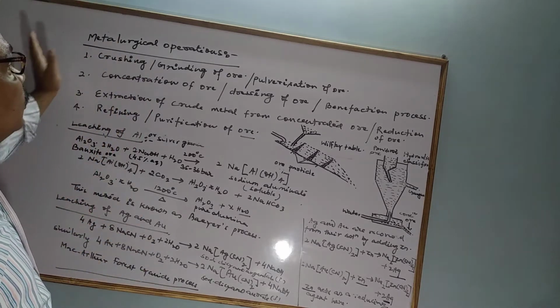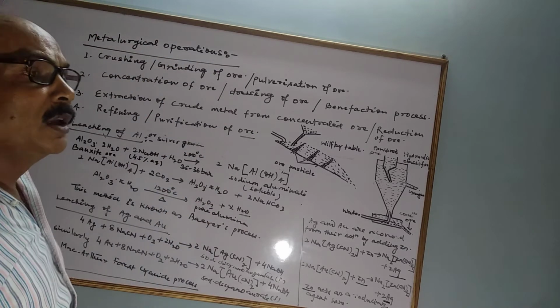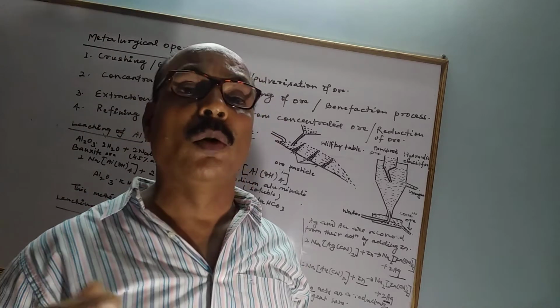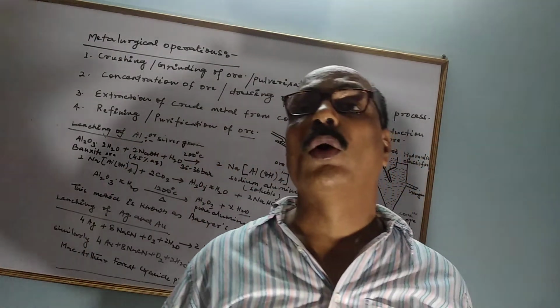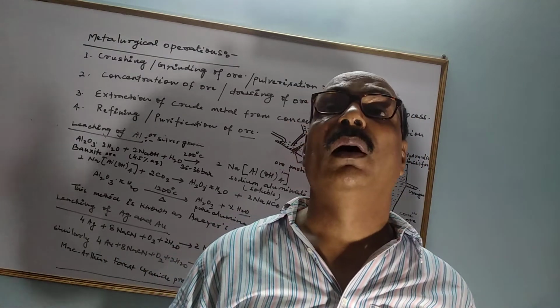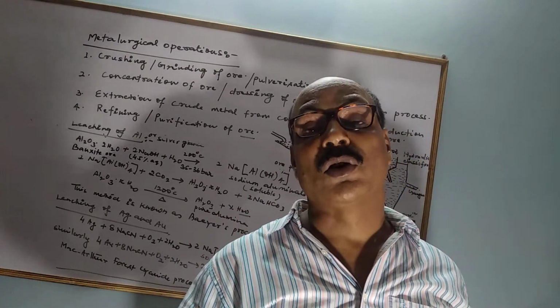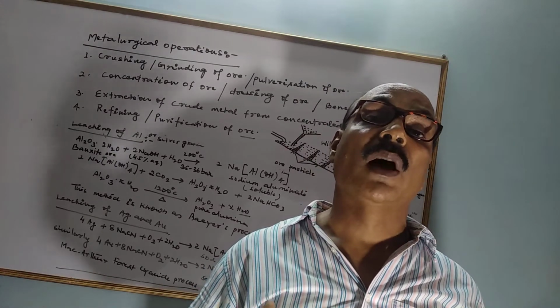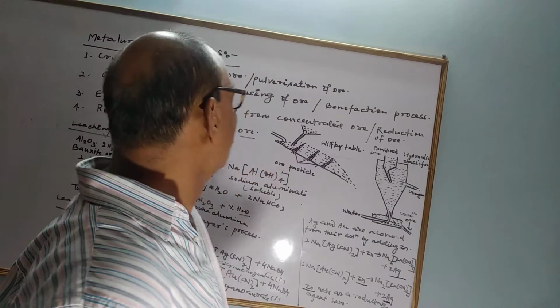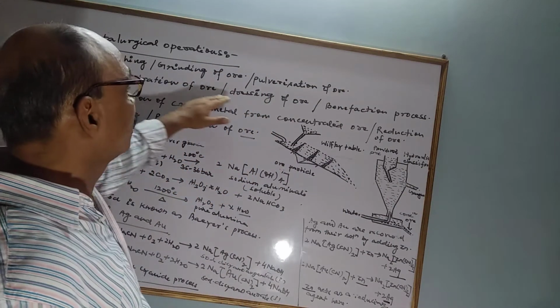The next step of the metallurgical operation is the concentration of ore. Ore may contain sulfides, oxides, silicates, phosphates, etc. as impurities. They are supposed to be removed from the ore, and that process is known as concentration of ore.